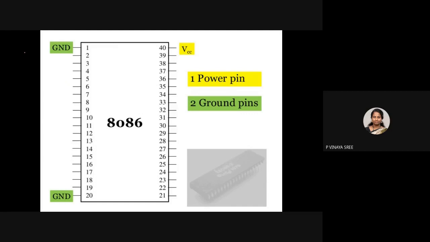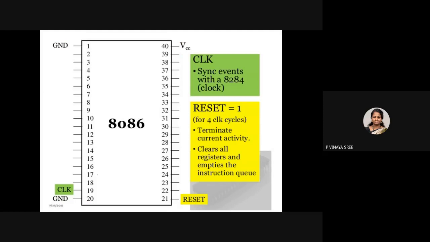Here we have 2 pins which are ground: pin number 1 and pin number 20 are connected to ground, and pin number 40 is VCC, where we apply a plus 5 volts power supply. Next, coming to the clock. The clock is used for synchronization with external peripheral devices and memory. Whenever the processor completes execution and sends some data to external peripheral devices or to memory, there should be some synchronization.